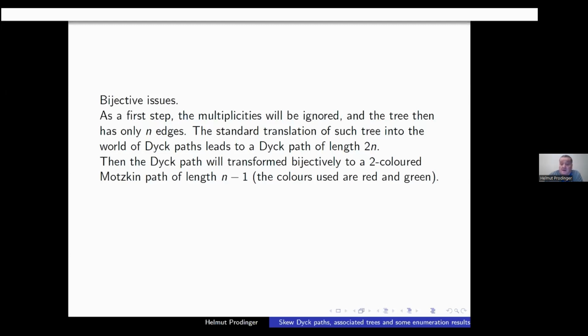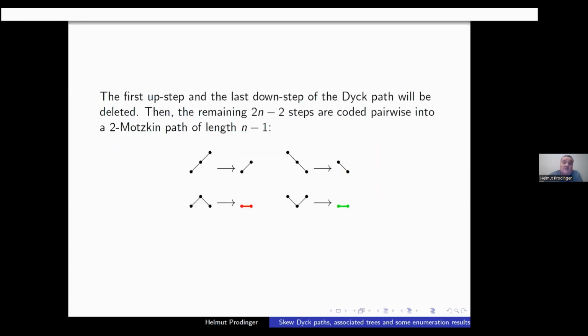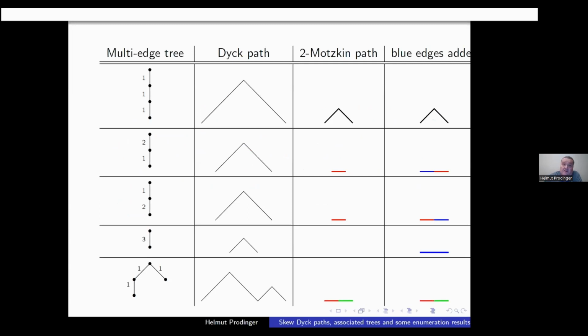So what we do is we erase the first and the last step of the Dyck path, and then we code them 2 by 2 according to the following rules, as you see here. So up, up becomes up, and down, down becomes down, and up, down, and down, up are basically horizontal, but we have to distinguish, and we use 2 colors for that. So I think this is very classical, although I don't know who came up with this for the first time.